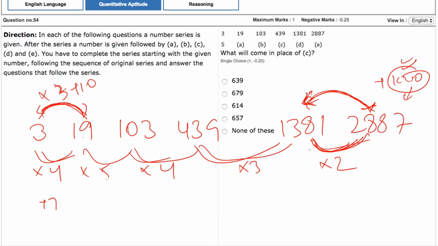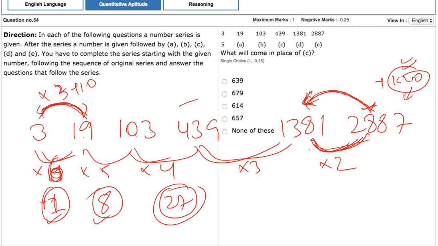19 5s are 95, and then what do you have added here? Sorry, this is 6. So 3 6s are 18 plus 1, 19. 19 5s are 95, plus what will give me 103? 8. The moment I see 1 and 8, I know the next number will be 27, right? So this is 412 plus 27, 439. So the moment I saw 1, 8, I immediately knew what this will be. So this has to be nothing but clearly 27.